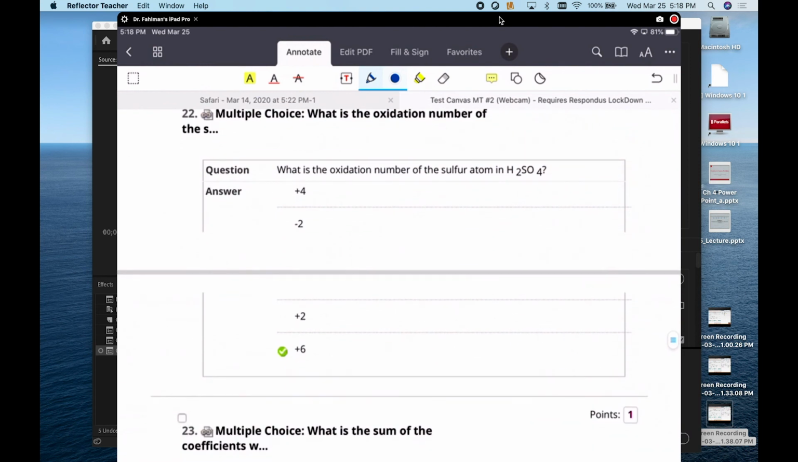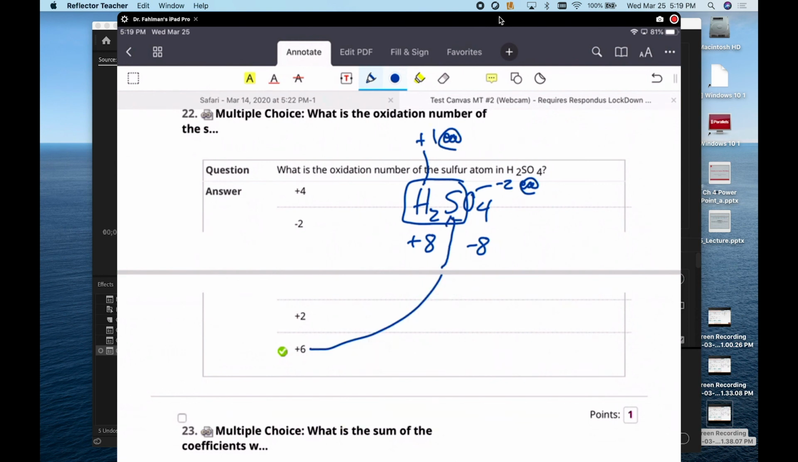Oxidation number of the sulfur atom, so H2SO4. Oxygens you can assume are -2 each, so that means you have a -8 here. And so this whole other side has to equal +8. Hydrogens are +1 each. That means that there is only one sulfur, and it is +6, right? So you have +6, plus +2 from the 2 hydrogens, equals +8, and that will match the -8 that the oxygens have.